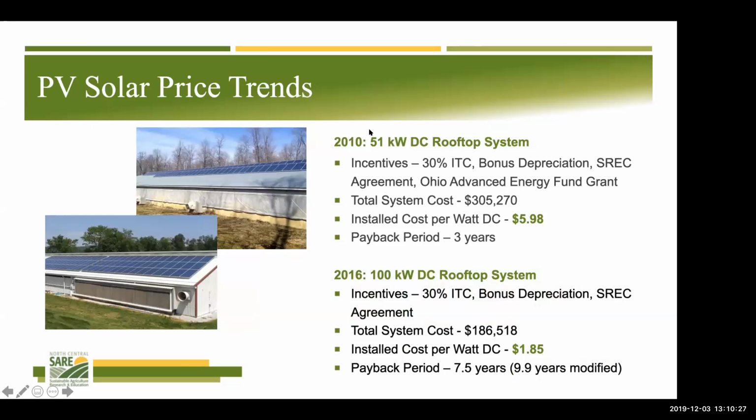So one farm put a system in 2010, and it was a 51 kW system. Their install cost per DC watt was $5.98, compared to a system in 2016 that was installed at $1.85 per DC watt. So, we have seen significant decrease, both in the modeling cost that's observed by NREL, but also what we're experiencing in the field here in Ohio.